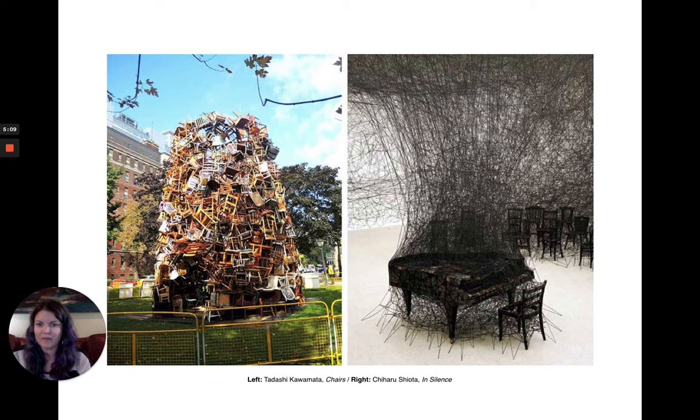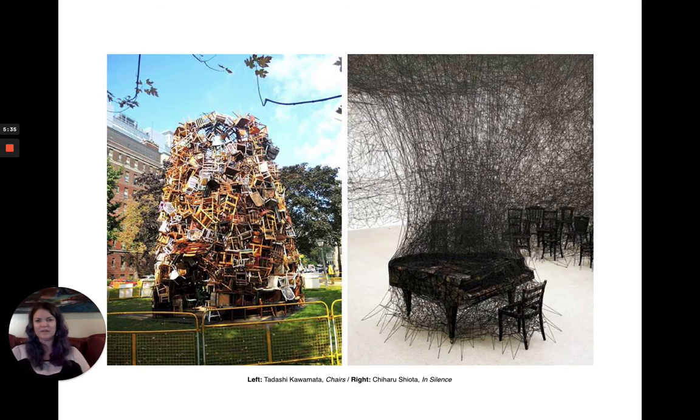So on the left, we have Tadashi Kawamata, and this is a sculpture called Chairs that has been listed as a sculpture and as an installation. I think it can be categorized either way. You can walk around it, so it's a freestanding sculpture, but it has more of a presence maybe where it feels like it's a built thing that feels a little bit more like an environment. I still feel like it's more of a sculpture than an installation.